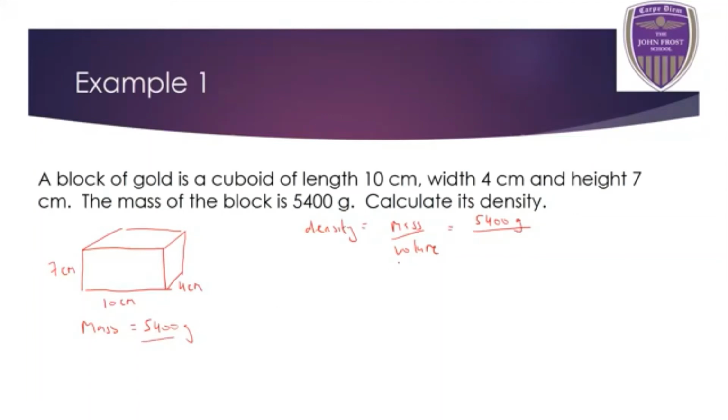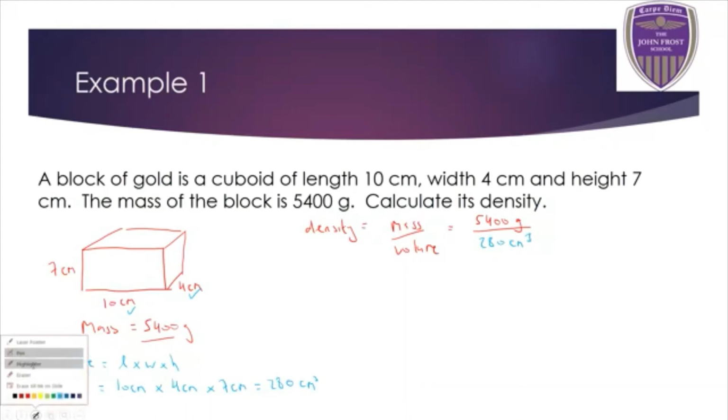But I don't know the volume yet. But we should know, shouldn't we, from previous years or lessons? Remember, a cuboid's volume is just length times width times height. So for this cuboid, the length is 10 centimeters, the width is 4 centimeters, and the height is 7 centimeters. If you work this out, I think you get 280 centimeters cubed. You can use calculators today for this work, because the numbers are going to get quite messy. So the volume is 280 centimeters cubed.